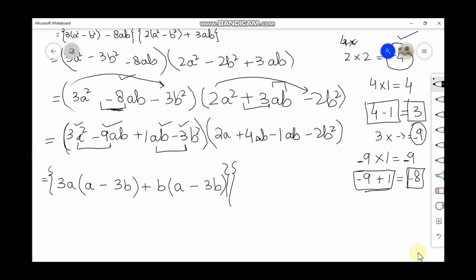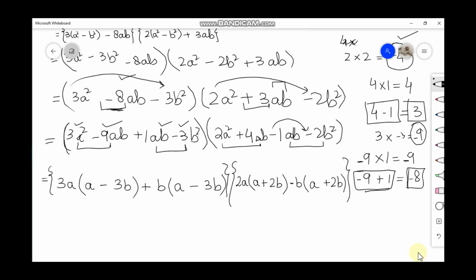Now start taking common from the next bracket. What is common in these two terms? The table of 2 is common, and power 1 of a is common. What is remaining? a is remaining, plus 2 2s are 4, so it will become 2b. Now in the last two terms, b power 1 is common, a is remaining, minus minus plus, and 2 is remaining, b power 1 is remaining.